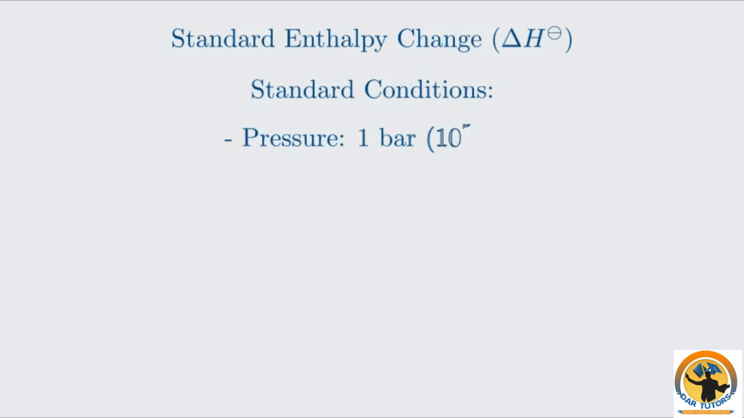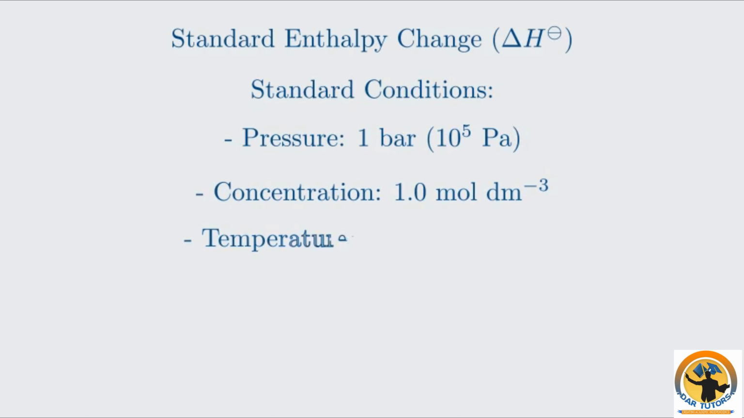Standard conditions are not the same as standard temperature and pressure, STP. Standard conditions for thermodynamics are a pressure of 1 bar, which is 100 kilopascals, a concentration of 1.0 moles per cubic decimeter for any solutions, and a specified temperature, most commonly 298.15 Kelvin, or 25 degrees Celsius. The standard state also implies the most stable physical state of a substance at these conditions. For instance, water's standard state is a liquid, written as H2O(l).